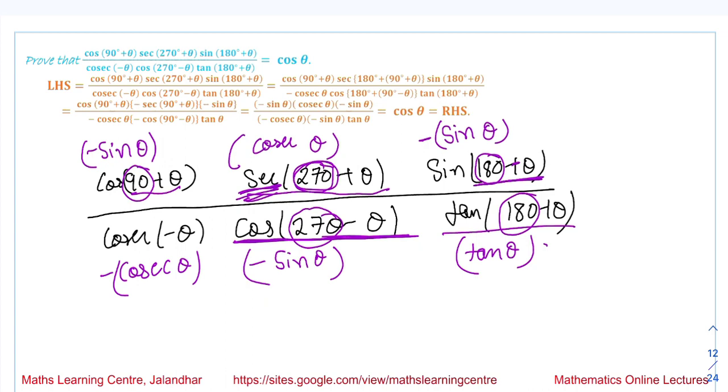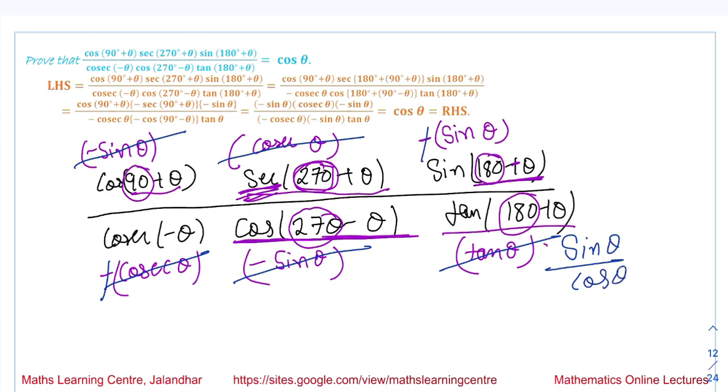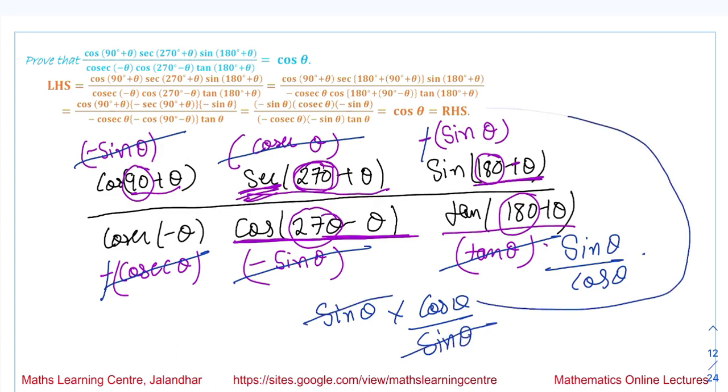Now this minus sine theta gets cancelled with minus sine theta. Cosecant theta and cosecant theta get cancelled. This minus sign gets cancelled over here, and this tan theta we can write it is sine theta over cos theta. So the answer we get, it is sine theta into cos theta over sine theta. The sine theta get cancelled, and what we are left with is cos of theta.